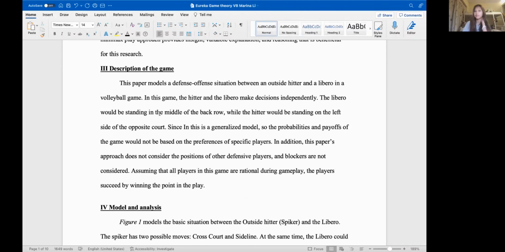So I have modeled a defense and offense situation between an outside hitter and a libero in a volleyball game. In the game, the libero and the outside hitter would make decisions independently. I would assume that the libero would stand in the middle of the back row, because most of the time the libero would be standing in the middle blocker's position, while the hitter would hit from the left side of the opposite court.